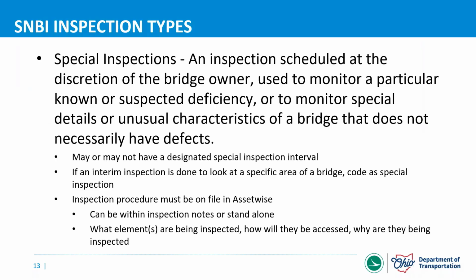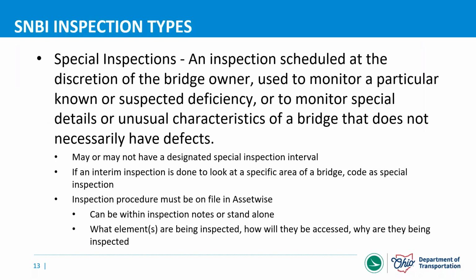That's a special inspection, right? If we're doing an in-depth inspection on movable components of a bridge every 60 months, that's not a special inspection. That's in-depth on those movable components every 60 months. It may or may not have a designated interval. So if this is something you're going out to one time and you might not go back, you don't have to have an interval in there. The interval for special inspections is not auto-calculated, so it can be determined by the program manager.